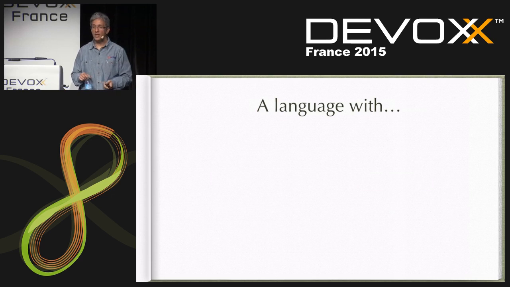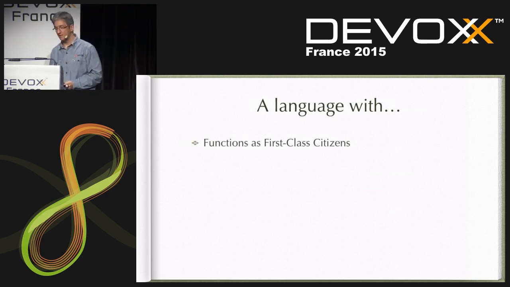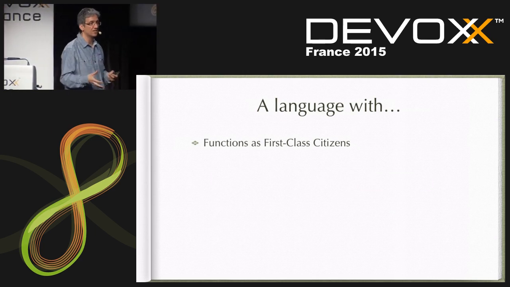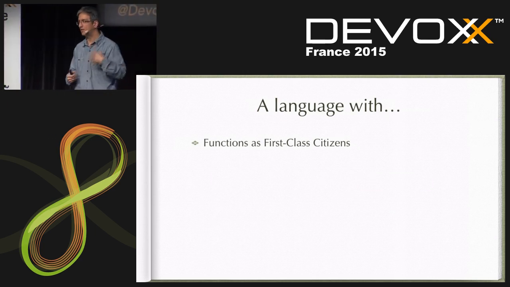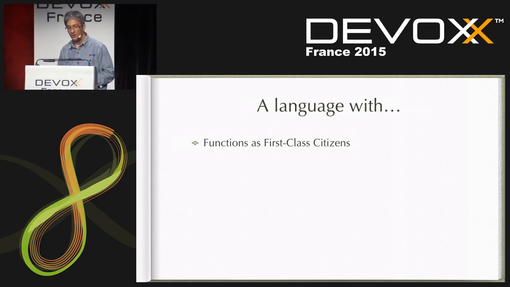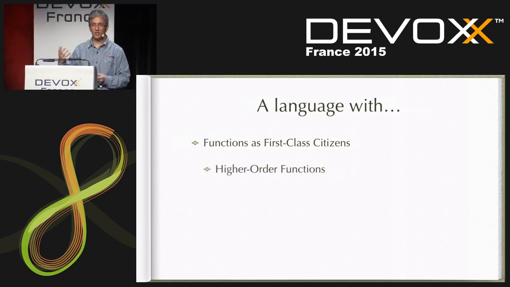A language with functions as first-class citizens, right? So that means that I can actually have this concept of functions that are first-class citizens, because we'll see throughout this talk that functions are basically the primitive building block of everything we're trying to do. It has to have higher-order functions, which basically means a function that takes a function and returns a function, or a function that takes a function or returns a function. That's what a higher order function is.